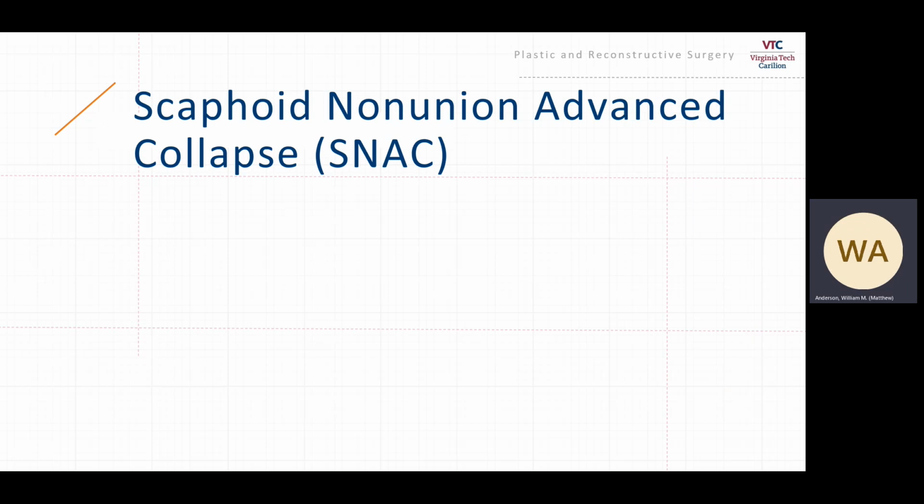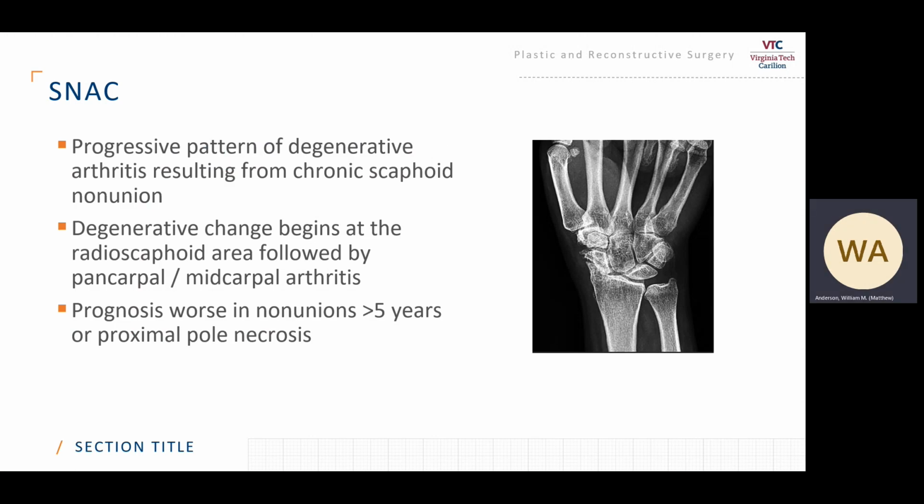So the next pattern of degenerative arthritis that I'm going to talk about is SNAC, or scaphoid non-union advanced collapse. SNAC wrist is a progressive pattern of degenerative arthritis that results from chronic scaphoid non-union. The degenerative change, similar to SLAC wrist, begins at the radioscaphoid articulation and is followed by pancarpal and midcarpal arthritis. The prognosis in SNAC wrist is worse in patients who have non-unions greater than 5 years and also in proximal pole necrosis.